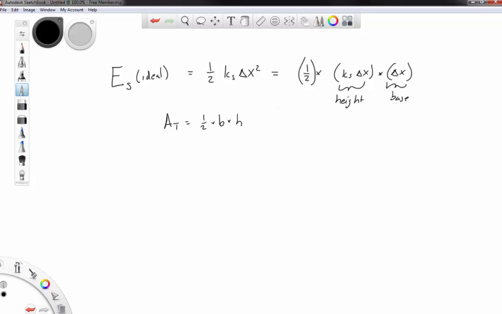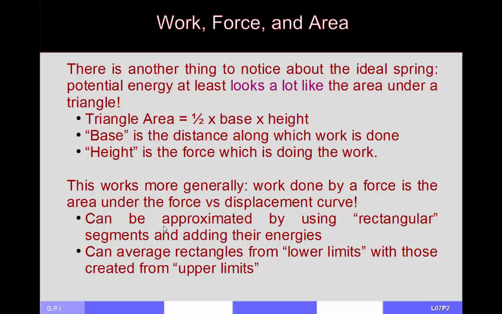And so let's look at that again with these energies in general. So again, the base is basically the distance along which the work is done. The height is the force which is doing the work. And it turns out that this works more generally. For those who have a bit of calculus background, the reason why may be a little bit obvious at this point. But even if you don't have a calculus background, even just using algebra, you can see how this might work in approximation.